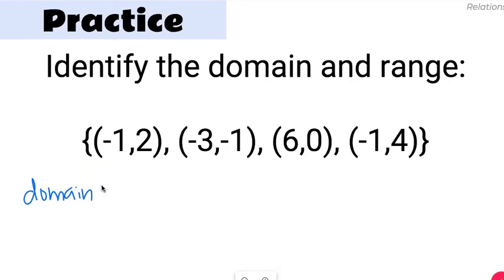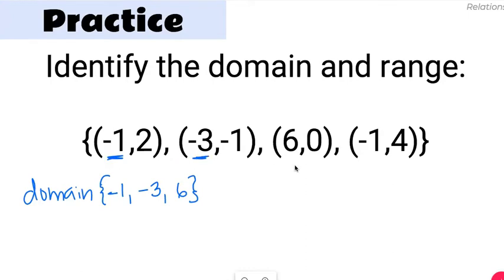If you want to try on your own, hit pause and try to list the domain numbers and then come check in and see how you did. So you should have -1, -3, 6.